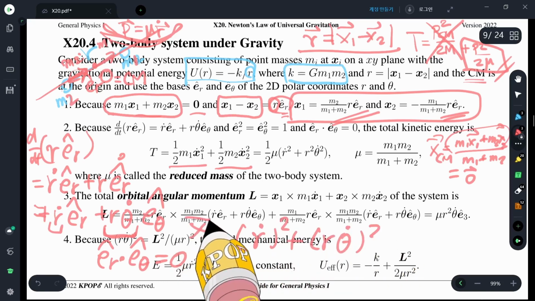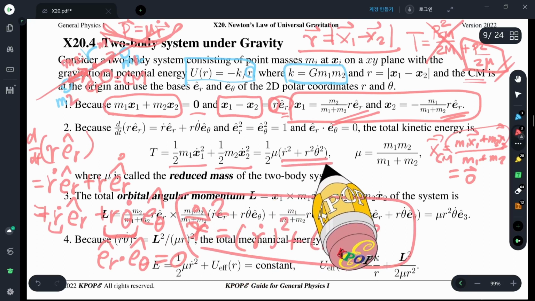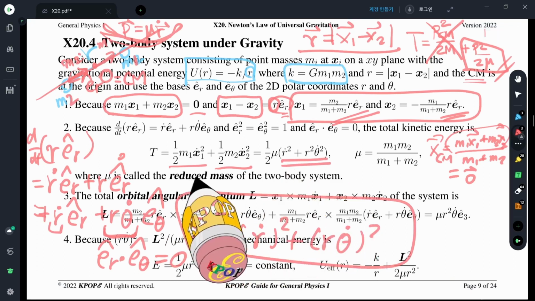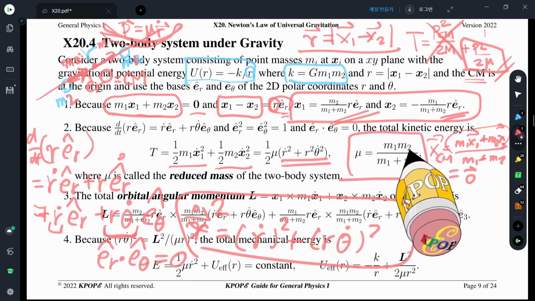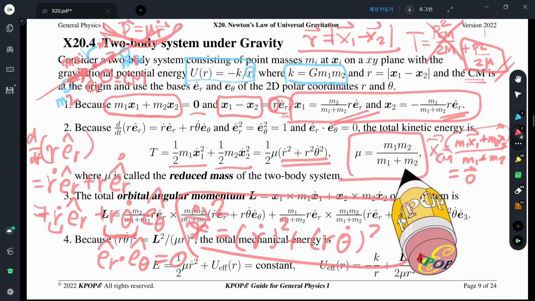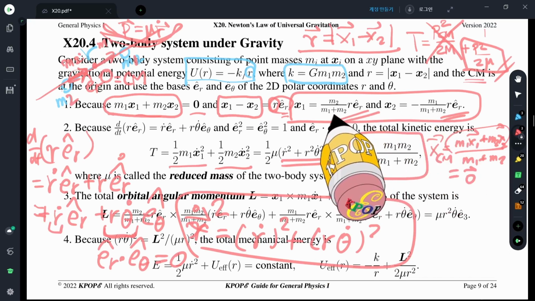So velocity squared is this. And the mass, what is the mass? This two-body system has the reduced mass, that is the product of the two masses divided by the sum of the two masses. How can I know that? I have substituted these numbers into it.